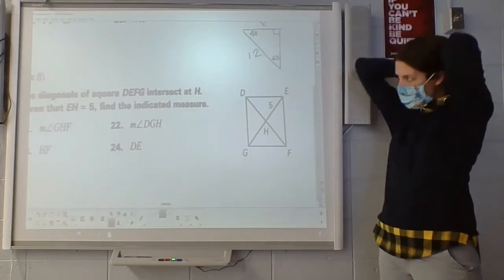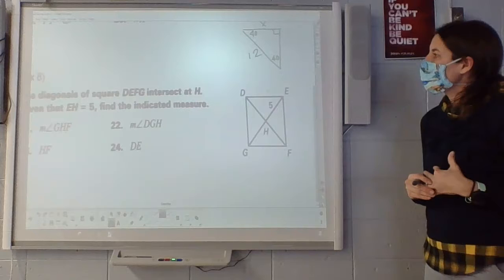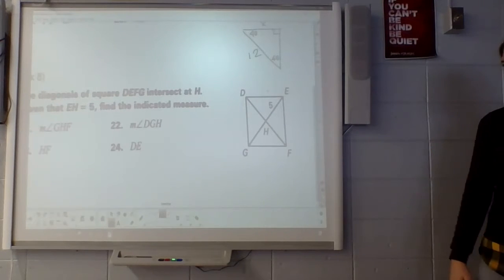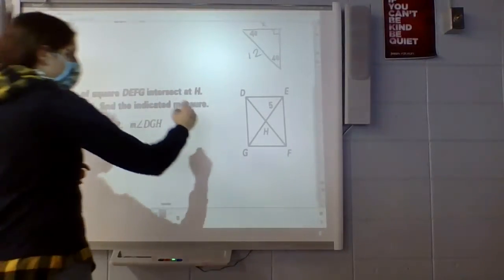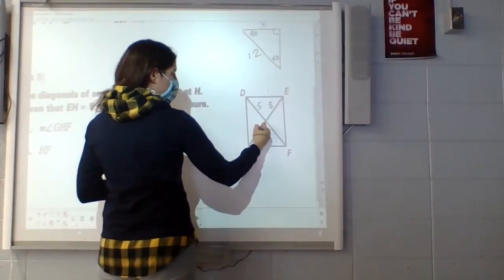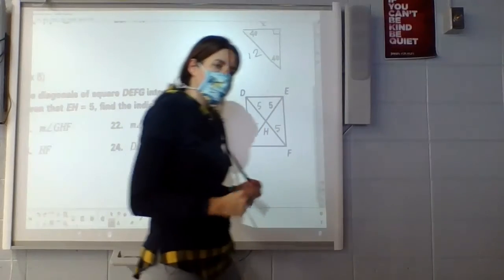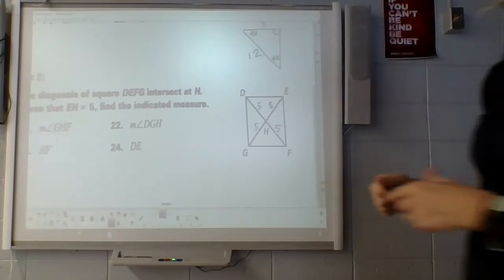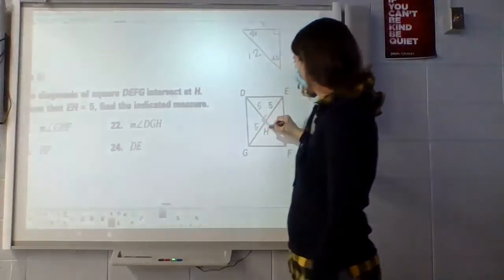And then they ask us about a square here. So they tell us EH is 5. They want us to find everything else, but this one's a square. I know that's 5, just like in the last one. All of these are 5. But this time the diagonals do what? What's the intersection look like? 90 degrees. So these are all 90 here in the center.